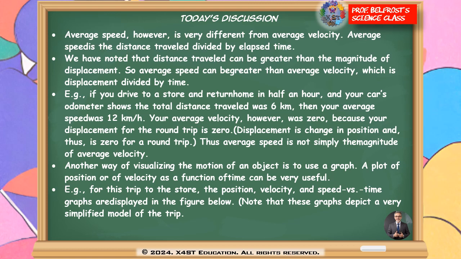Just average speed is not the same as the magnitude of the average velocity. Okay, here's another way to visualize the motion of an object: using a graph. A graph is actually a very helpful tool for us, for a physicist. A plot of position or velocity as a function of time can be very useful. For example, you are doing a trip to the store, and you have the record of position, velocity, and speed versus time, and it is displayed as shown in the slide.